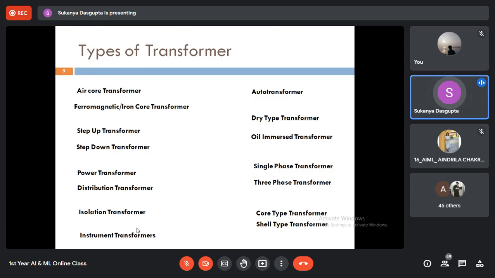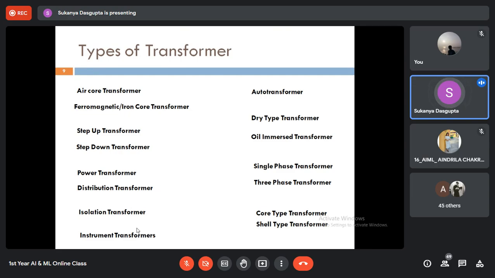Depending upon the voltage level, it can be of two types: step up transformer and step down transformer. In a step up transformer, the output voltage level will be increased compared to the input voltage level. In a step down transformer, the reverse is true. That means the secondary side voltage level will be less compared to the primary side or input voltage level.